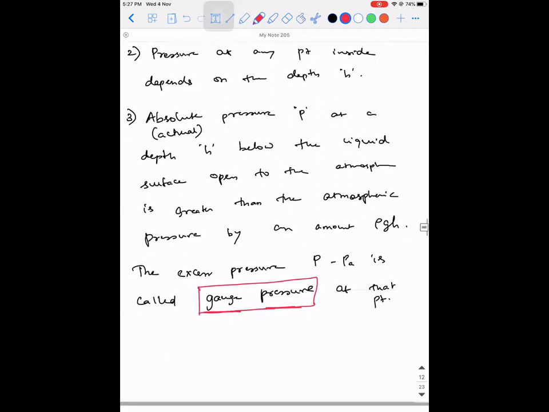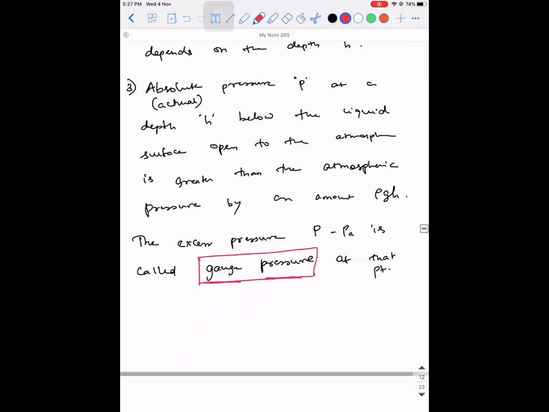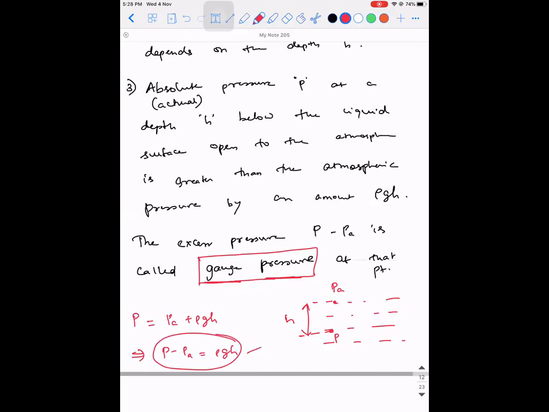So this is also an important point. If you take a liquid column like this, which is exposed to the atmosphere, at a depth H below the surface, if I take the pressure at this point to be P, and the pressure here is PA, then P is equal to PA plus rho GH, which implies P minus PA is equal to rho GH. Are you able to understand? So this P is called absolute pressure, and P minus PA is called gauge pressure.